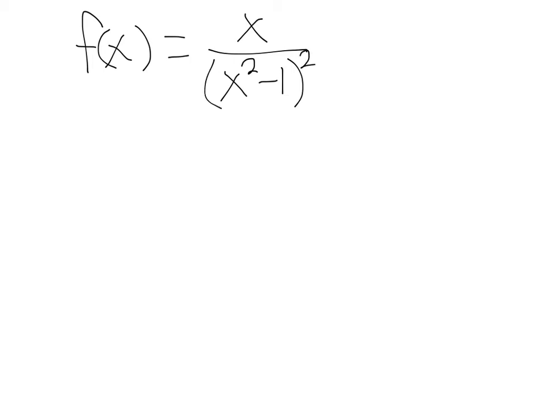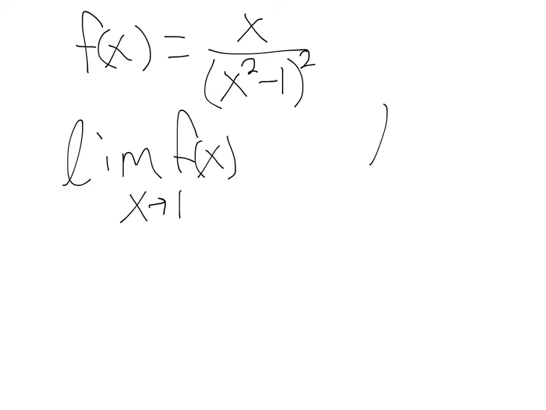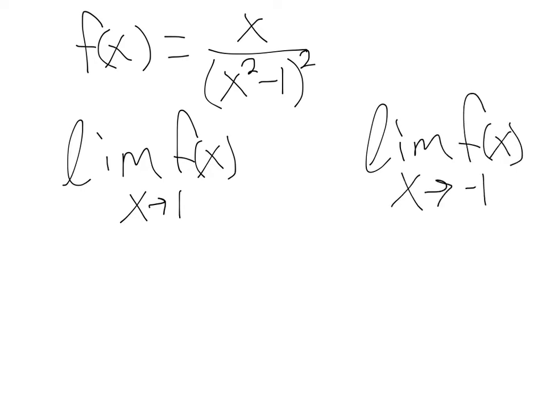Let's say we have a function f of x is equal to x over the quantity x squared minus 1, and that quantity is squared. So if we want to look at the limit of f of x as x approaches 1, and let's look at the limit of f of x as x approaches negative 1. Now both of these we can't plug in, and that gives us a 0 in the bottom. However, we can still evaluate this limit and find it by looking at the graph first.